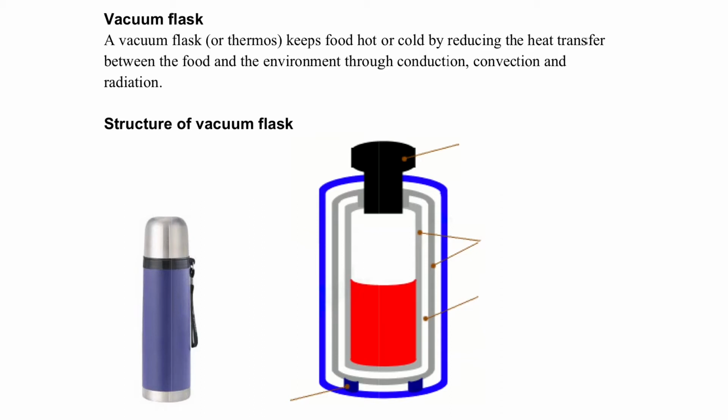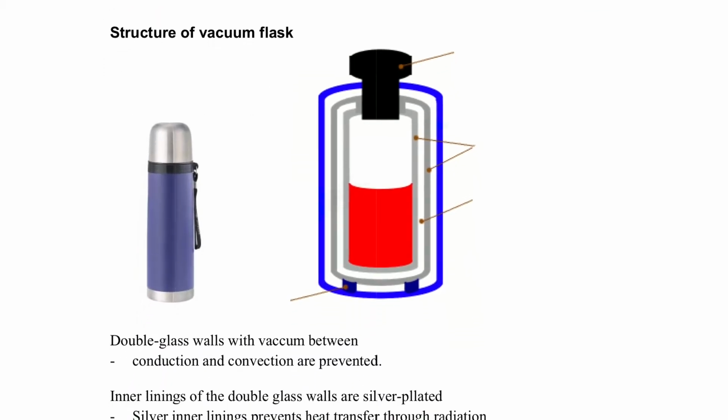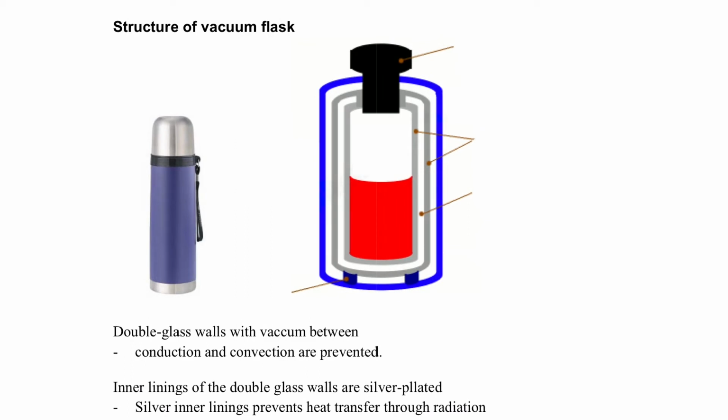A vacuum flask is a typical example of using design in order to reduce the heat transfer through different processes, so that it can keep the food inside either cold or hot. So let's take a look at the structure of a typical vacuum flask. Firstly, it's just a double-glassed wall with the vacuum between.